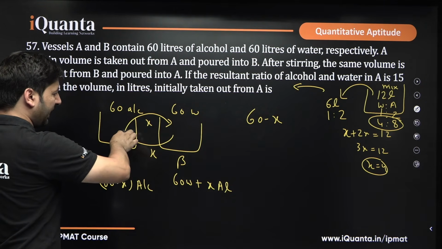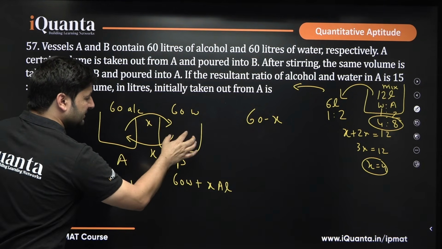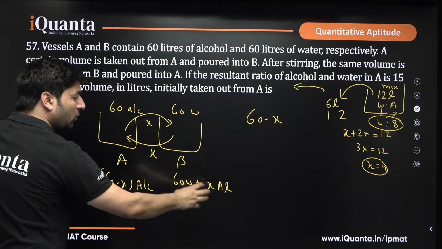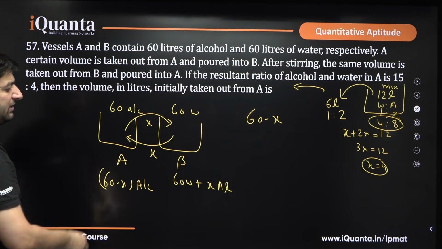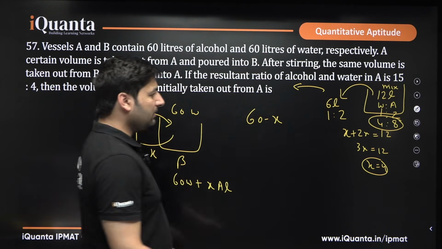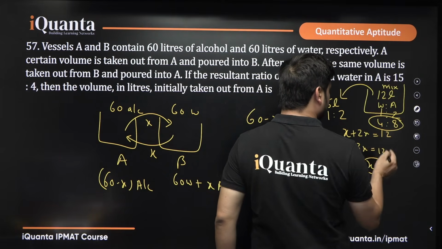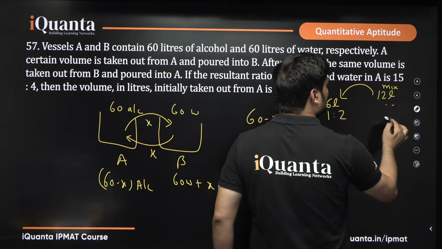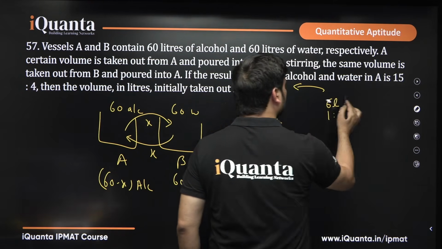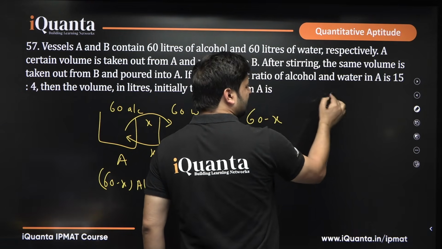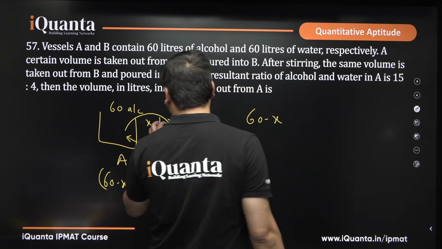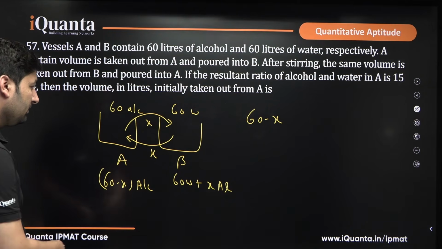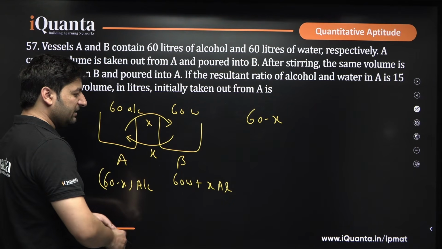First of all, we took X alcohol from here, so we got 60 water and X alcohol here. Now this is a solution which has both water and alcohol, and I am drawing out X again and putting it here. I hope this is clear. Whenever you take out any amount of liquid from any solution, the ratio of components in the liquid taken out is the same as the original solution. 60 minus X alcohol was already here.